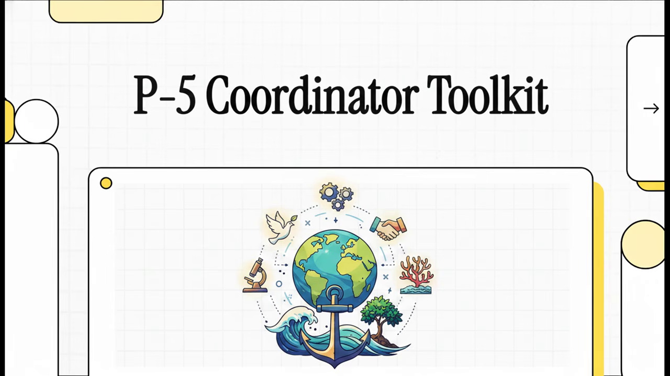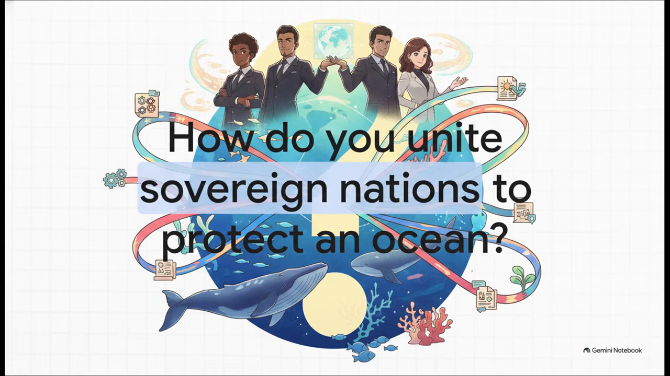We're going to take the highly complex, often quite dense bureaucratic machinery of a top-tier United Nations leadership role and break it down into a clear, actionable blueprint. Think about this for a second. How do you actually get sovereign nations to put aside their differences and protect a shared ocean? We aren't just talking about cleaning up a local park here. We are talking about the entire Western Indian Ocean. It's a massive diplomatic and environmental puzzle.